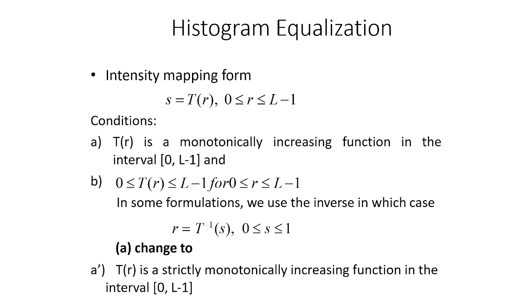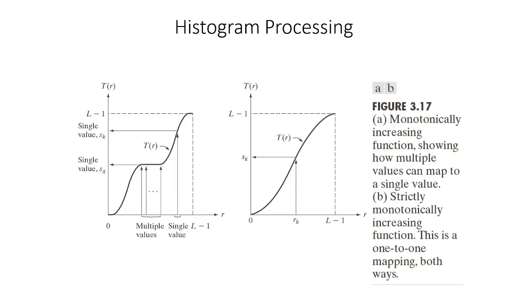Here we are taking one image and mapping all the intensity values by using one transformation function. Here T of R is the transformation function. The conditions for the transformation function are given here, and we use those conditions and map values to another plane. The transformation function should be a monotonically increasing function.